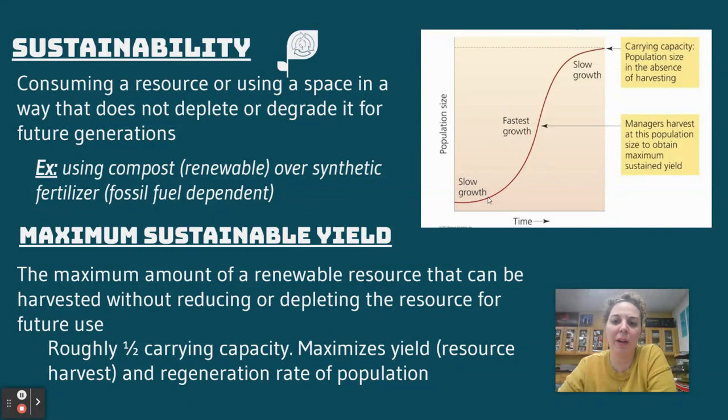When you look at this diagram, if our carrying capacity is right here and we were to harvest all the way back down here, we're not leaving very much behind. We're going to lose some genetic biodiversity, and that's going to cause the population to have a hard time regenerating. If we cut all the way up here, we're not harvesting very much, and that's not going to be very profitable for us. But if we harvest at about half of the carrying capacity, we're able to allow that population to regrow and still get enough for it to be profitable.